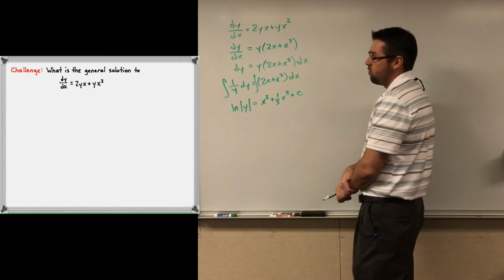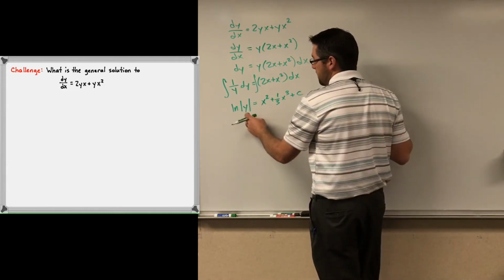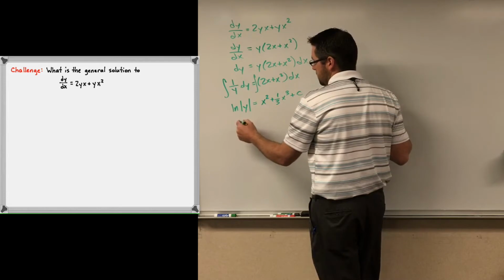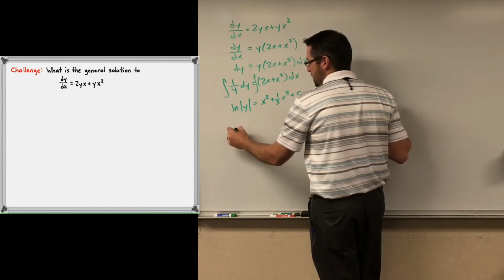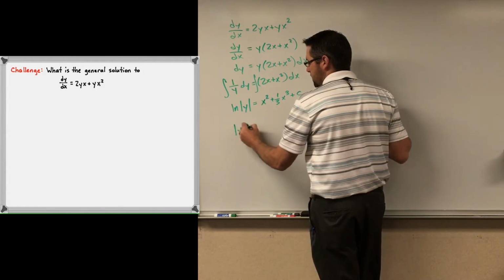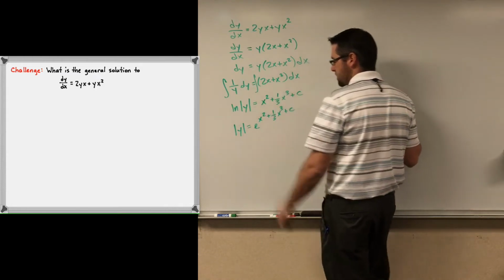And we're looking for y. So what do I have to do here? We're going to rewrite this as exponential. So it's going to be the absolute value of y equals e to the x squared plus 1/3 x cubed plus c.